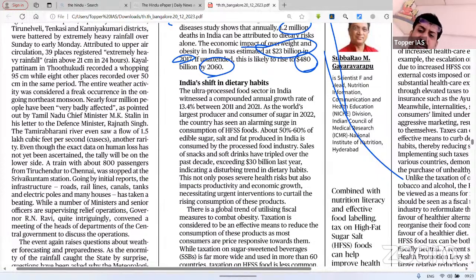So this you need not worry about. The WHO report you have. See, this survey varies. Projections may not be accurately correct. You know, approximately like that you have to write. So it may be around 500 billion by 2060.